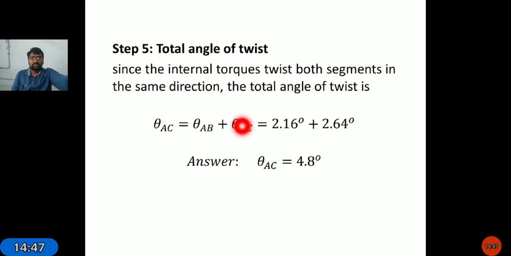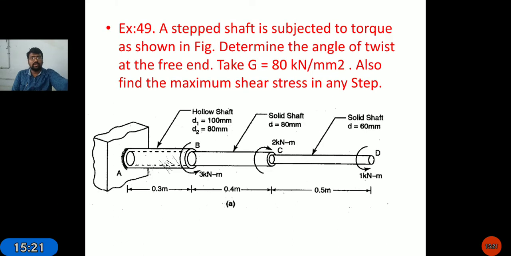Therefore, 2.16 degrees developed in theta AB and 2.64 degrees developed in BC. Here the cross section of the shaft BC is smaller compared to AB, so the maximum amount of twist developed in shaft BC. By adding these two angles of twist, we will get the final value of angle of twist developed in AC, that is 4.8 degrees.